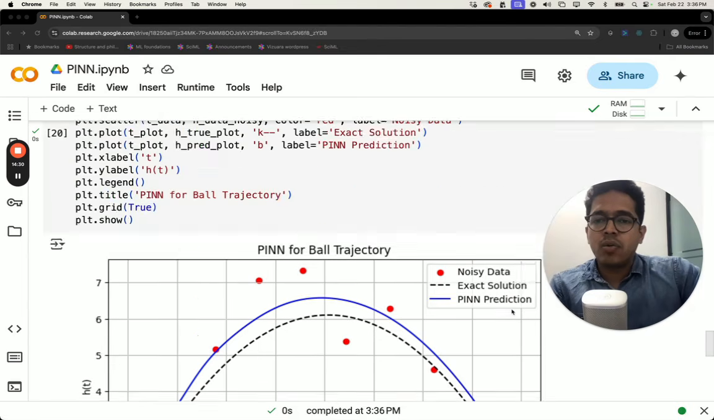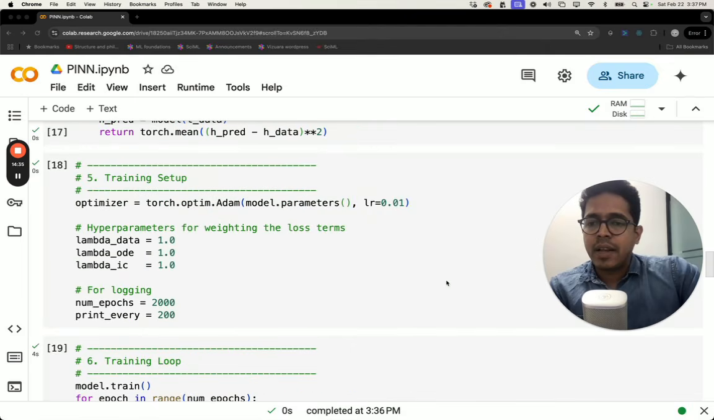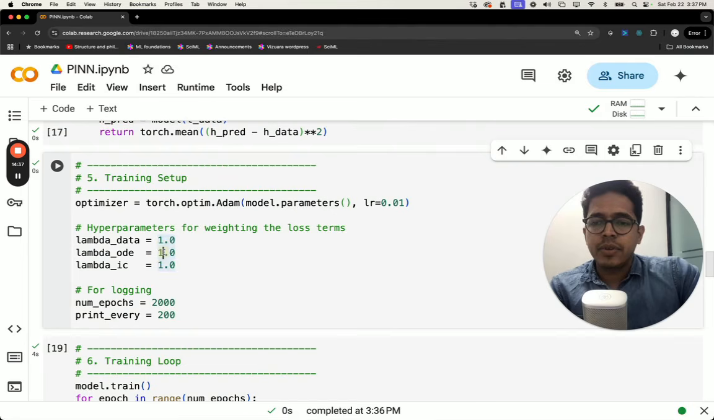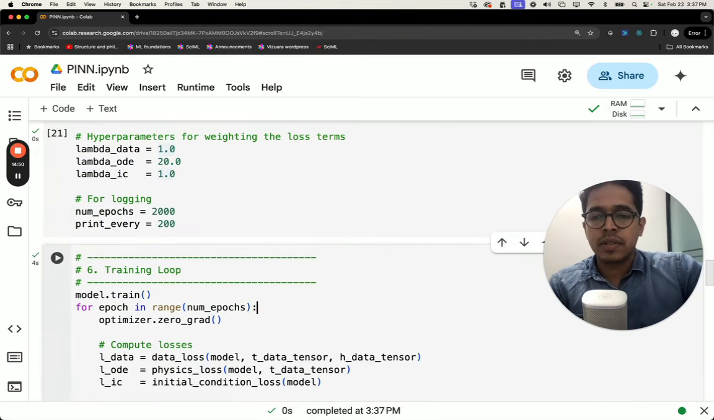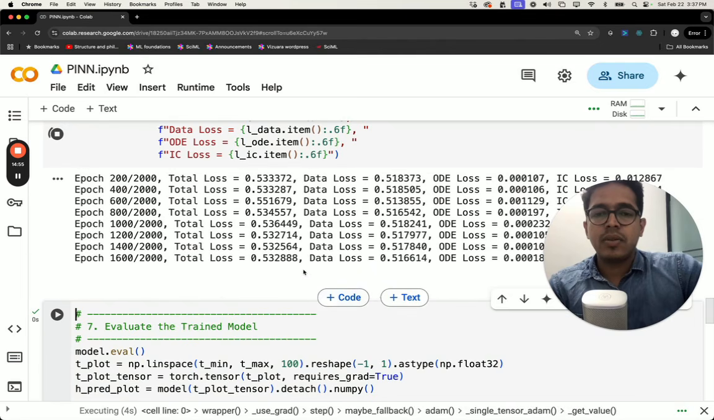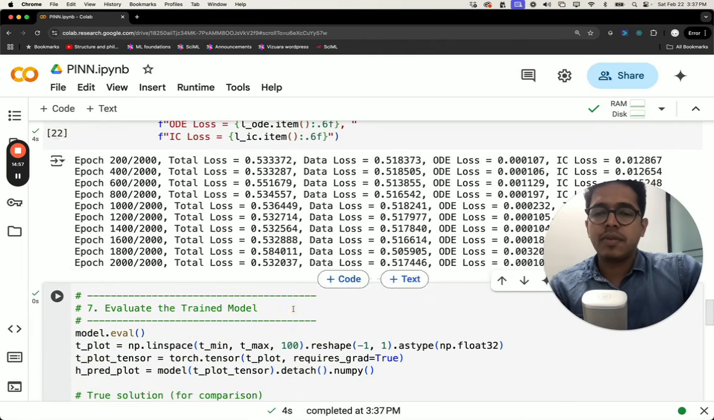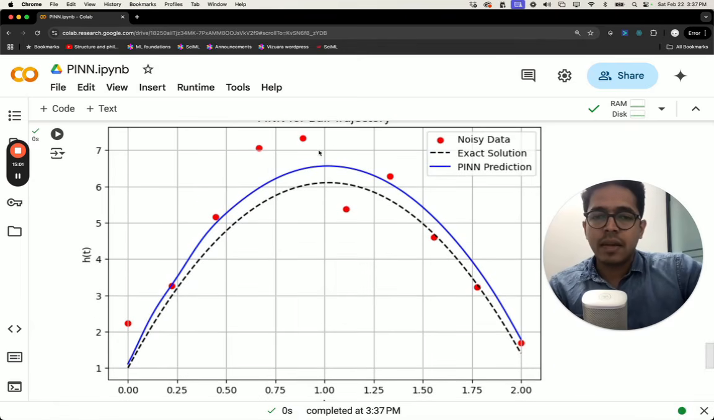Now let us do one thing. Let's say we increase the value of lambda due to ODE to 20. So now we are placing huge weightage on ODE loss and less weightage on data loss. Now let's see how much the neural network will come closer to that perfect ideal solution, right? Because now to decrease the total loss, the neural network will have to do a really good job. Okay, it did not come that much close.